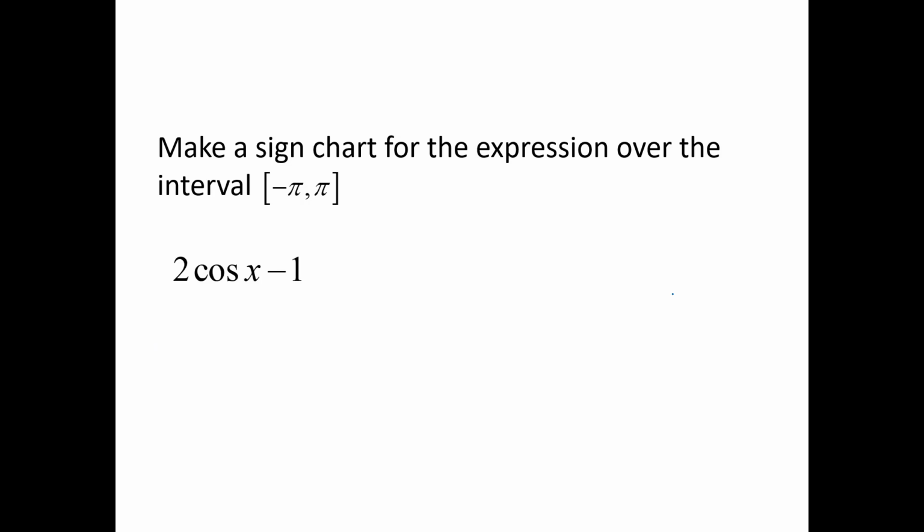Make a sign chart for the expression over the interval from negative pi to pi. So we have the expression 2 cosine of x minus 1. So again, we're only looking at this on the interval from negative pi to pi. But what we need to do is figure out what are the zeros of this expression in that interval. Can't do that just by looking at it, so let me go ahead and just set it equal to 0. 2 cosine of x minus 1 equals 0. So the 2 cosine of x will equal 1, so then the cosine of x will equal 1/2.